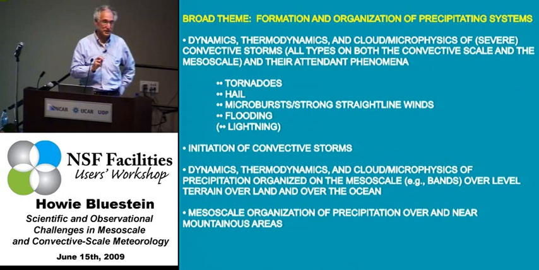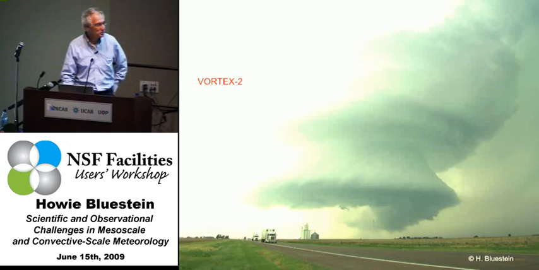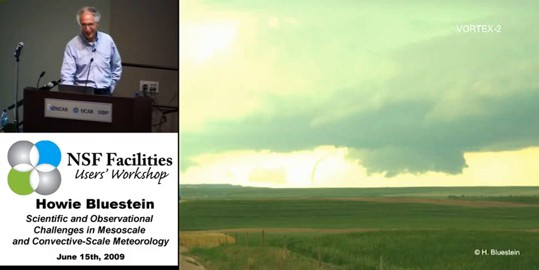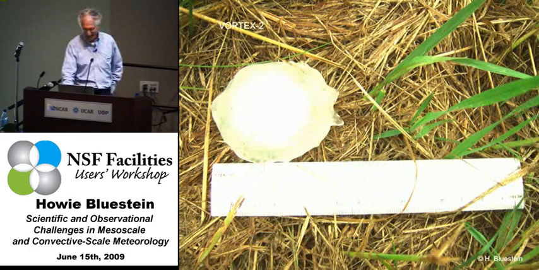I just got back from Vortex 2. Here's a typical supercell storm out in Kansas, and there's your typical tornado out in Wyoming, short distance north of here. And there's your typical large hail in Missouri.